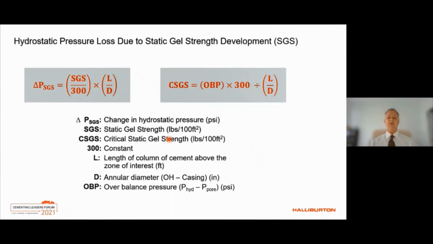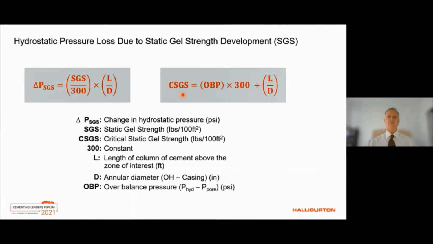In this slide, we can see how the hydrostatic pressure loss created by the cement forming static gel strength is calculated. Additionally, the equation for calculating the critical static gel strength is displayed. We see here that the change in hydrostatic pressure is the cement's static gel strength divided by 300, multiplied by the length of the cement column above the zone of interest, divided by the effective annular diameter, which is the OD of the casing being cemented and the ID of the open hole section.